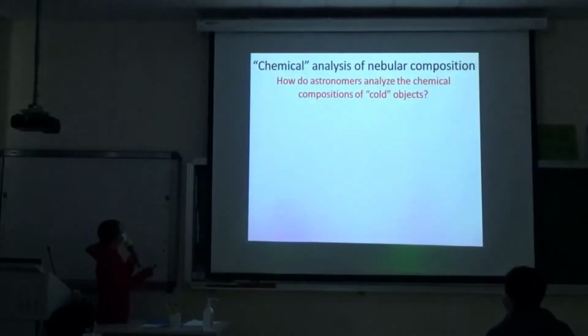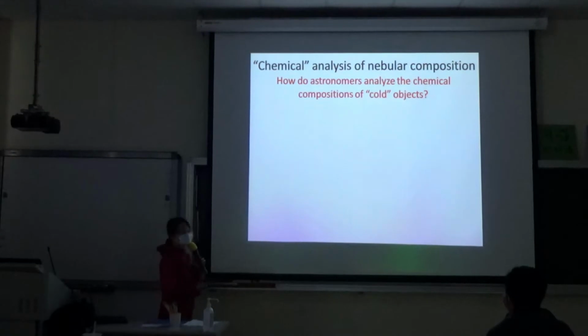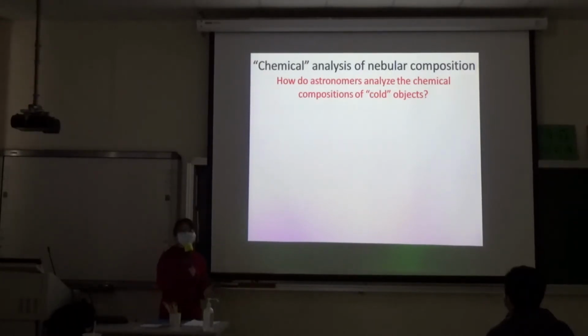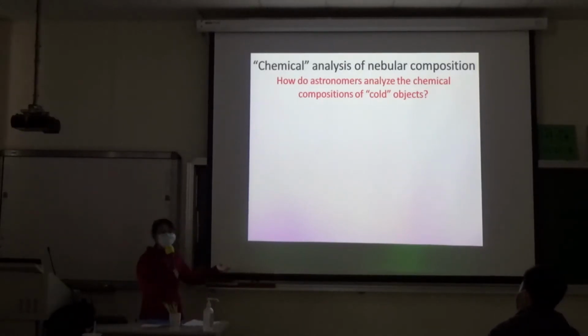Okay, and chemical analysis of nebula composition. I don't know if maybe some of you have paid close attention to the video 2 weeks ago. How do astronomers analyze the chemical composition of cold objects in the cosmos? For the star, we know we can use optical telescope. The question is, for a nebula which is cold and it does not emit any light itself, how do you know its chemical composition? Any of you know the idea?